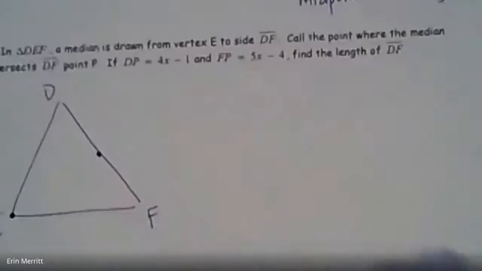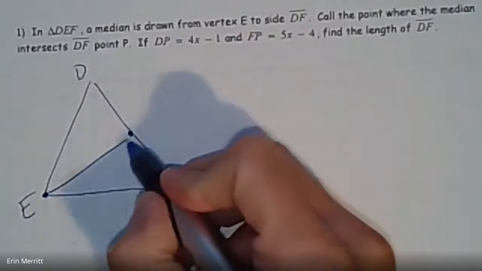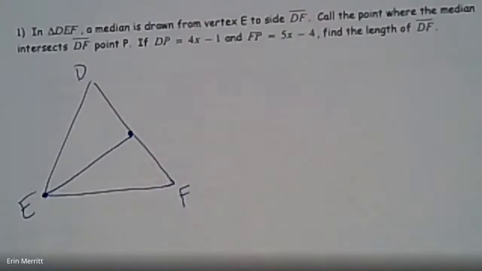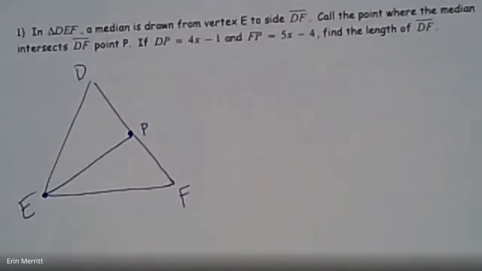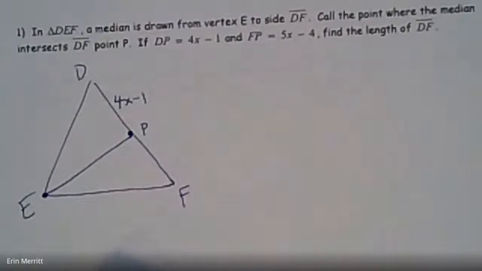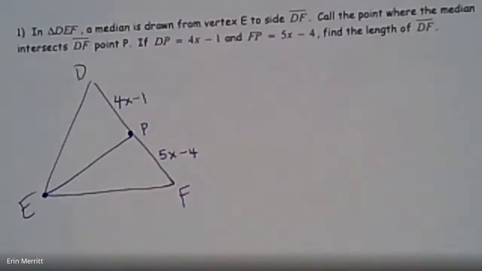So just to show you that it doesn't have to look exactly the same as the last one. It can go from a corner up to the side versus the top down to the middle of the bottom. It says call the point where the median intersects DF, point P. All right. If the segment DP is equal to 4x minus 1, and if FP is 5x minus 4, find the length of DF. So that's the entire thing here.